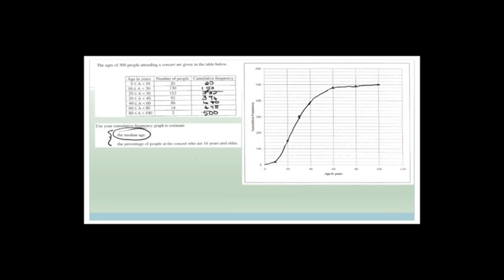But let me show you how we do this. So we go up to 250, to 200, to 250, and then we read across. We go across, and then we go down. It's obviously not at 30, because 30 is over there. So I would say it's approximately 26. But you could probably be accepted if you'd said 25 or 27. The point is that you're saying it's between 20 and 30 and probably closer to 30. So that is the median age.